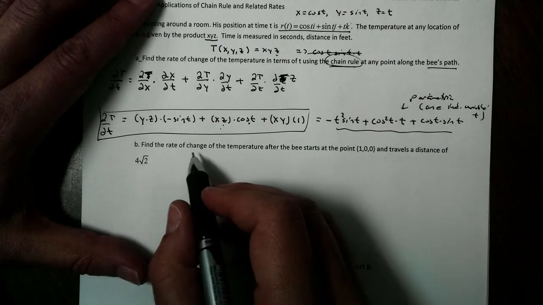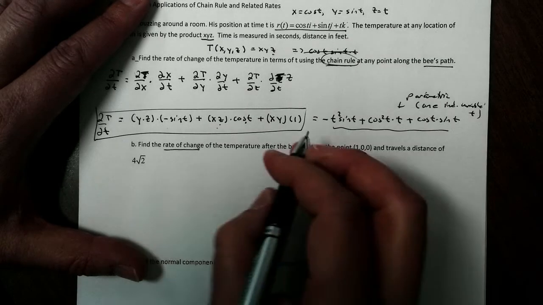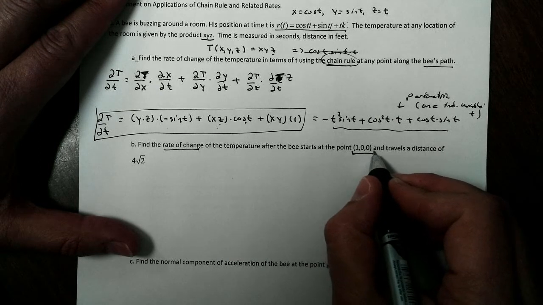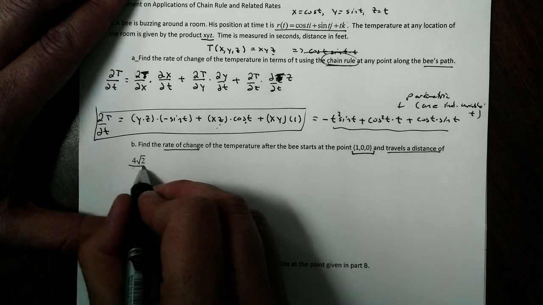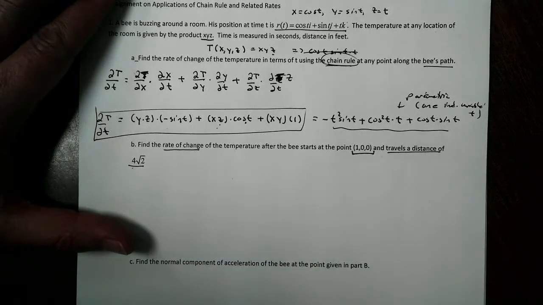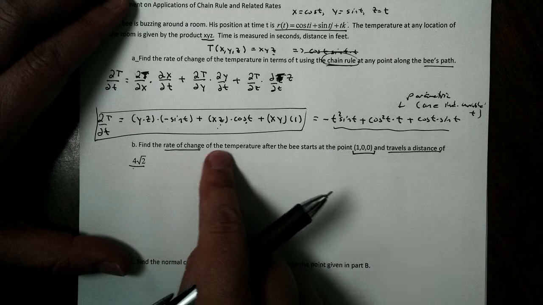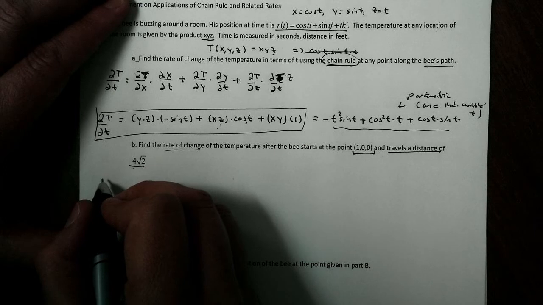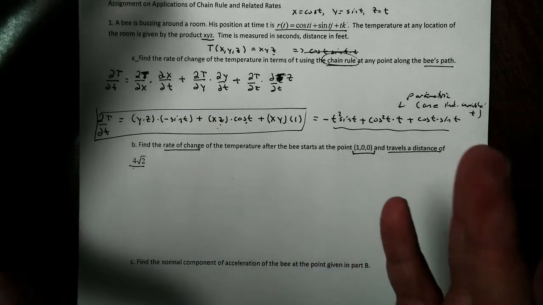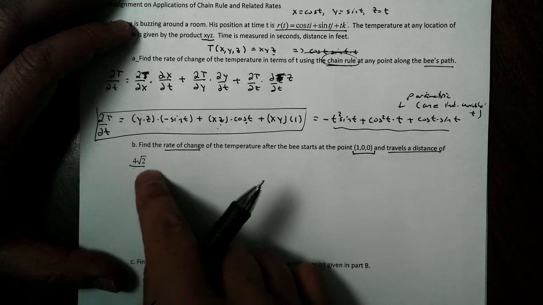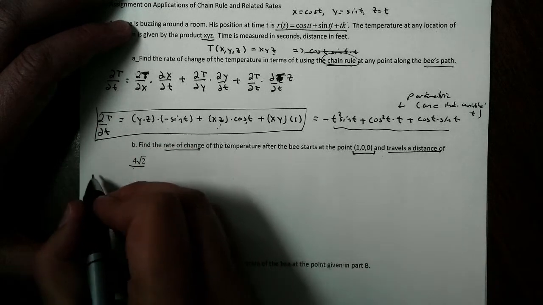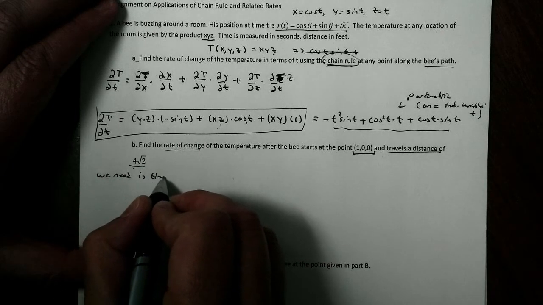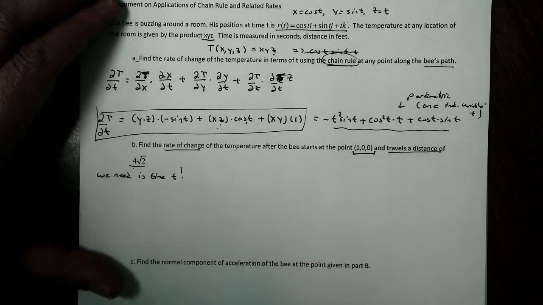It says, find the rate of change, again, looking for the derivative of the temperature after the bee starts at the point 1, 0, 0 and travels a distance of 4 root 2. So what do we need? We want to find the rate of change of the temperature after the bee starts. So what we need to find is the time. We don't know where the bee is. So we want to find when the bee has traveled this far, we want to find that rate of temperature. So what we need is time. How long does it take the bee to travel that far.